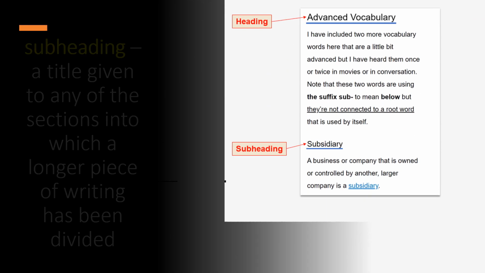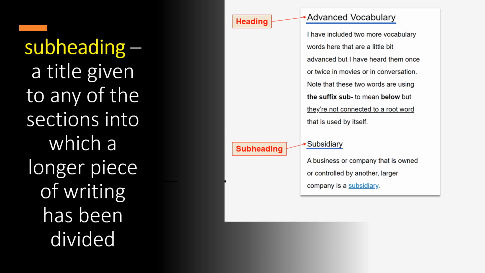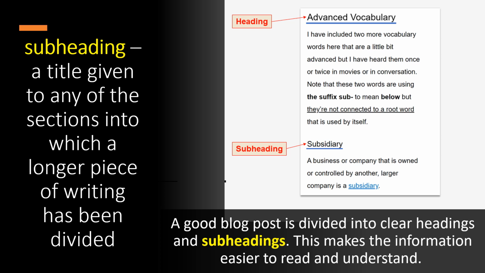Subheading, a title given to any of the sections into which a longer piece of writing has been divided. A good blog post is divided into clear headings and subheadings. This makes the information easier to read and understand.